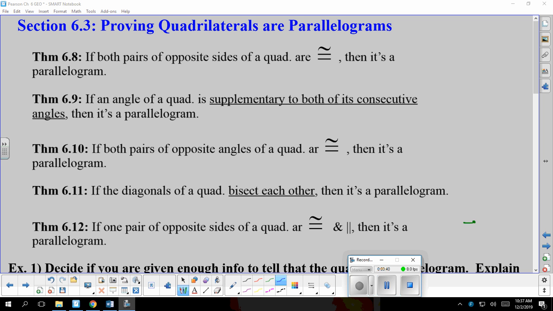So first, let's draw some pictures. If both pairs of opposite sides of a quadrilateral are congruent, then it's a parallelogram. So let's draw this picture. So opposite sides, if I can show both pairs of opposite sides are congruent, then I can prove it's a parallelogram.